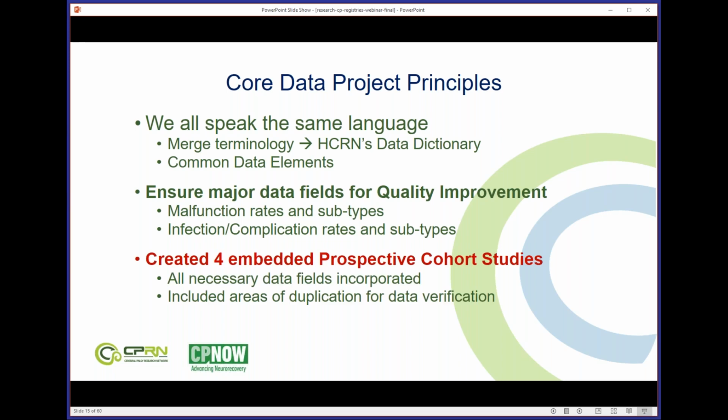Now this is something that I would stress to anyone starting a registry. RABs and IRBs will sort of demand it: yes, you want to collect data, but you also want to at least have a core group of hypotheses that you're trying to generate. So when we created it, we had 4 embedded prospective cohort studies, and therefore all the necessary data fields were incorporated. In fact, we put in several areas of duplication for data verification. Currently, the registry has 9 embedded prospective cohort studies.